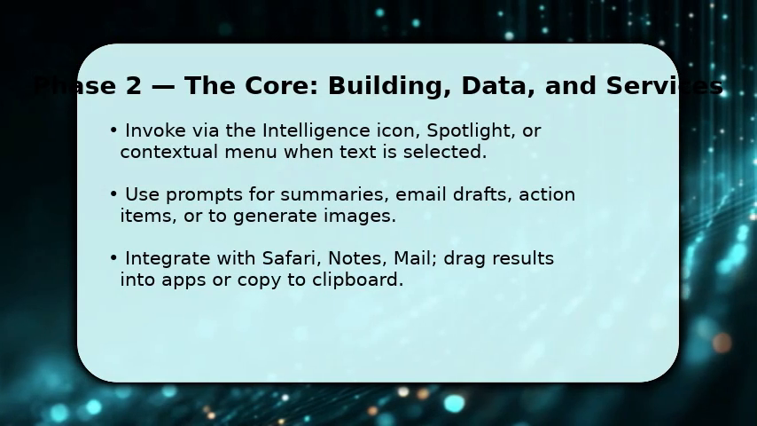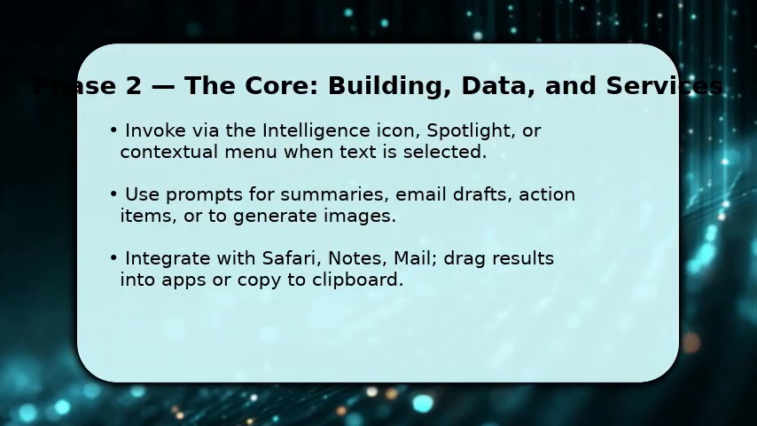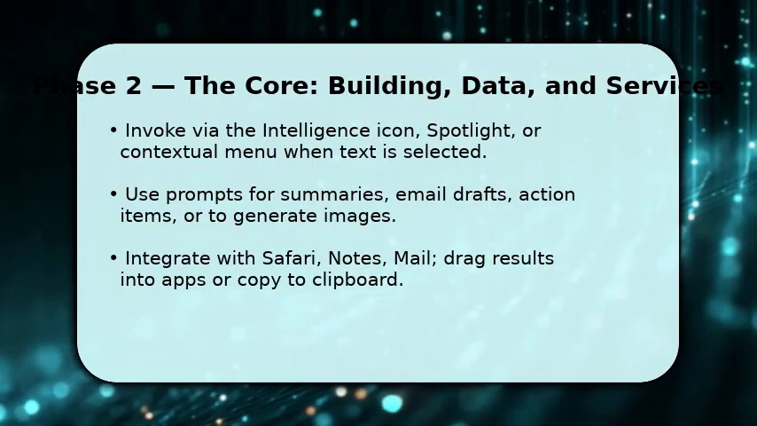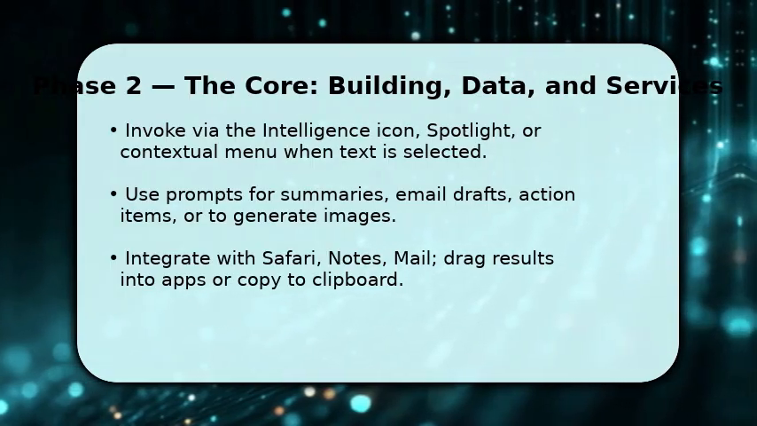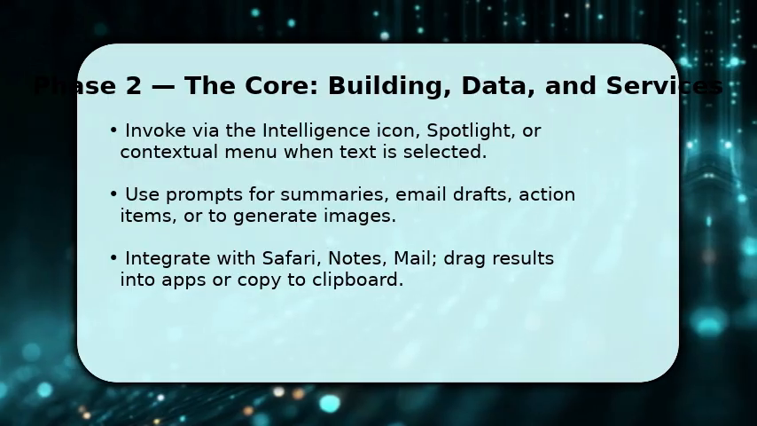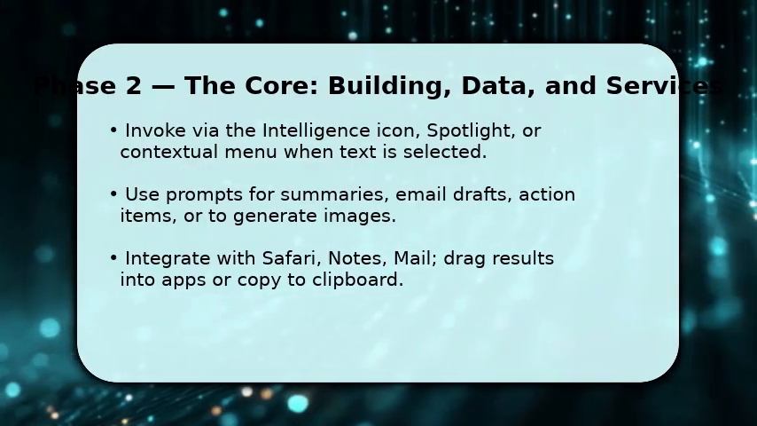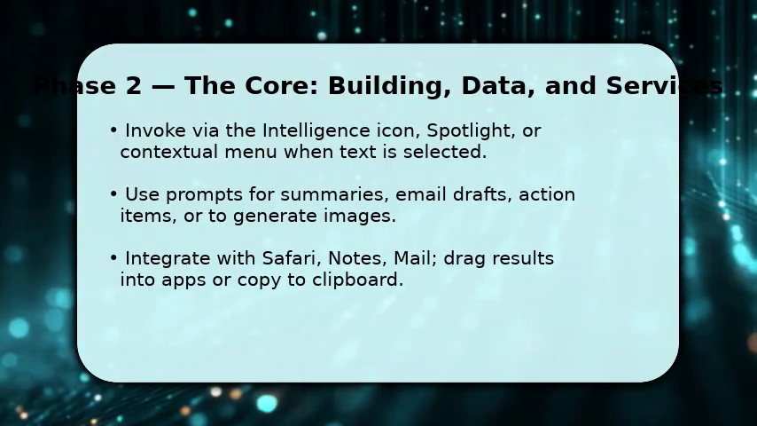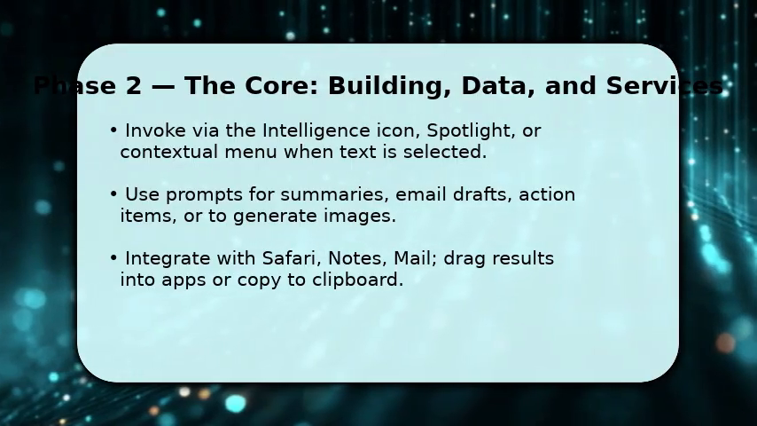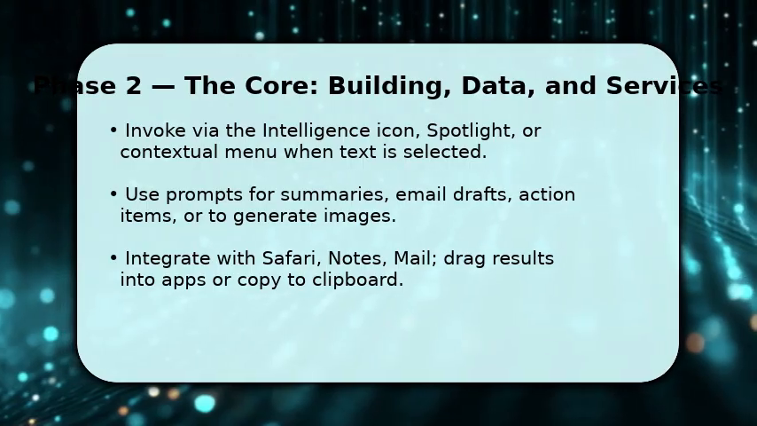You now use Apple Intelligence in workflows. Tap the Intelligence icon in an app toolbar, pull down Spotlight, or select text and choose Suggestions to invoke the assistant. Once open, ask for a summary, email draft, or to extract action items. Be specific about tone, length, or format so results match your needs.